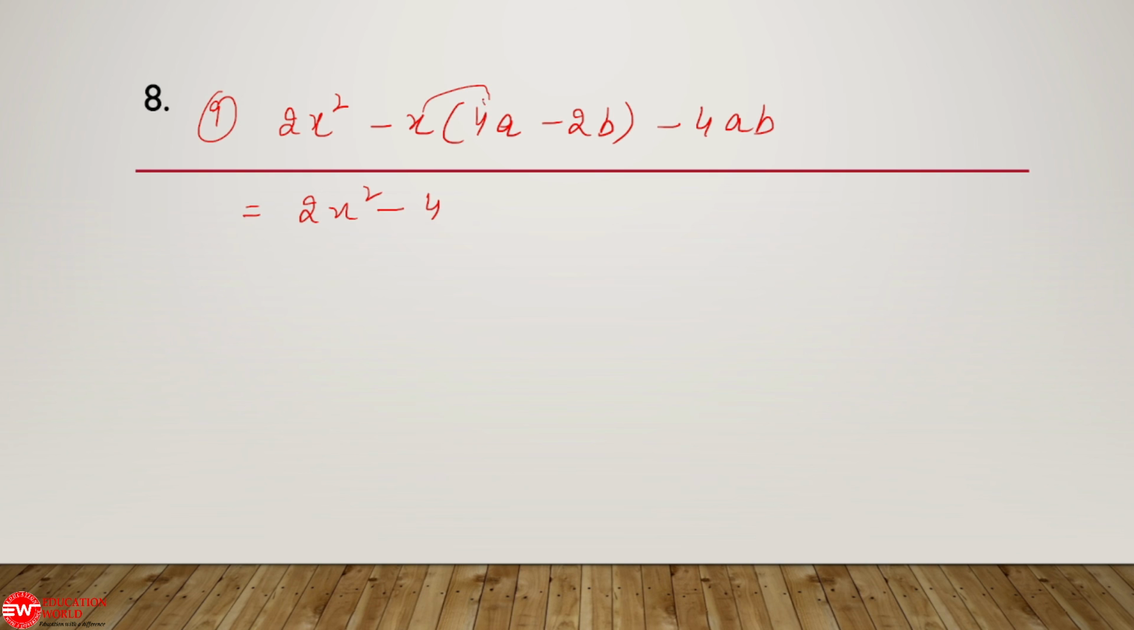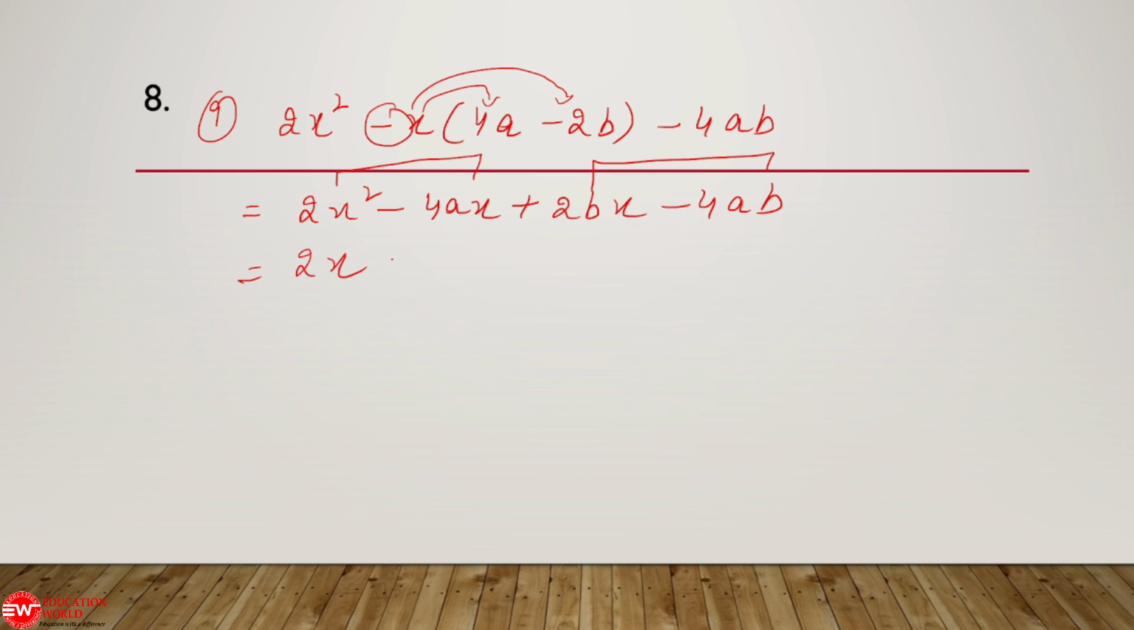So I will change minus 4. This x will multiply with both. But remember this negative sign, it will also change the inside sign. So this will become negative 4ax, and negative and negative will be positive, it is 2bx minus 4ab. So now I will do the new grouping. First and second, third and fourth.